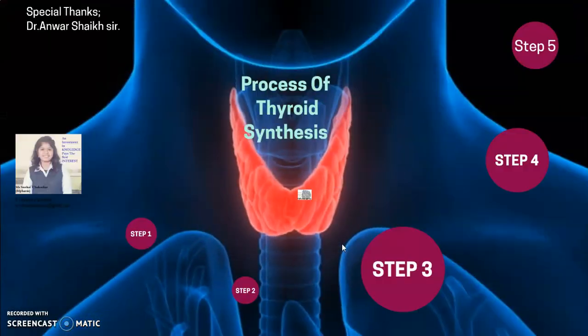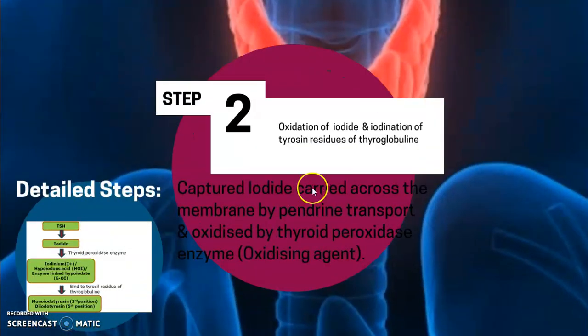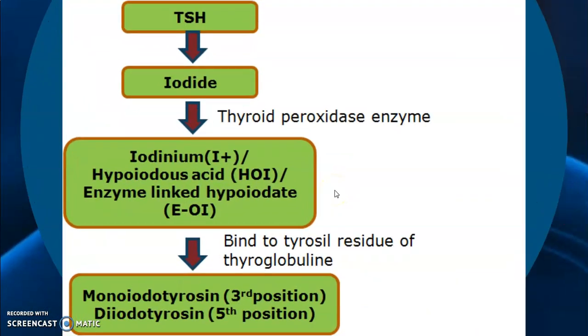Then what is our next step? The second step is oxidation of iodide and iodination of the tyrosine residue of the thyroglobulin. It means the iodine which is taken up gets iodinated. The detailed step is, after getting stimulation from thyroid stimulating hormone, the iodide is taken up. That iodide, with the help of the enzyme thyroid peroxidase, is converted into iodonium or hypoiodous acid, enzyme linked hypoiodate, that will bind to the tyrosine residue of thyroglobulin.